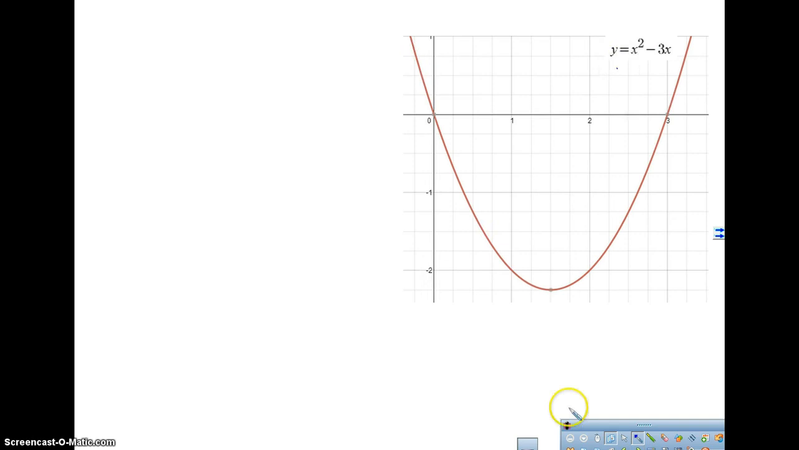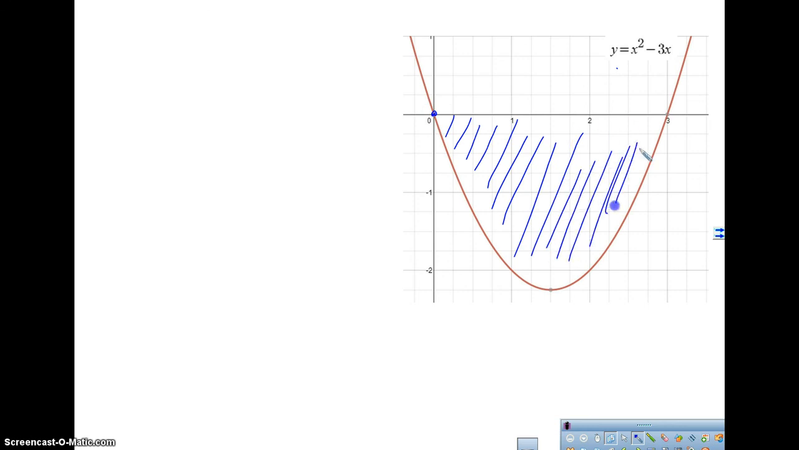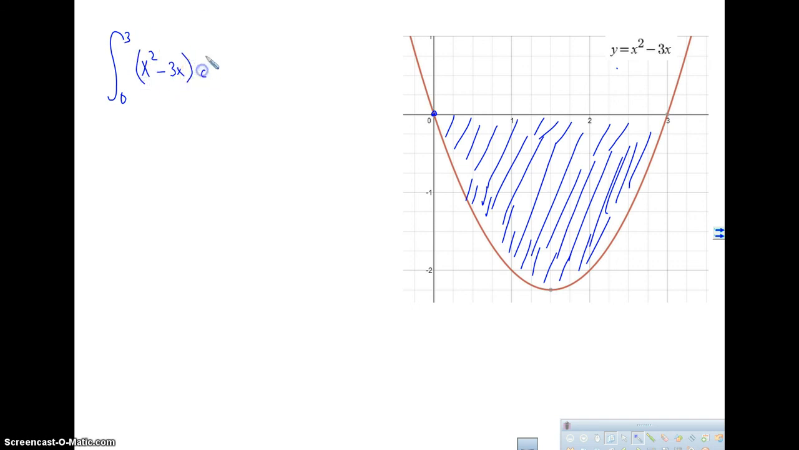Let's take a look at another one. Let's say I want to find the area down here. Now, when we do our definite integral, we're going to end up with a negative because this region is below the x-axis. So we're going to go ahead and set this up. The integral from 0 to 3 of x squared minus 3x dx. So we're going to take the antiderivative.